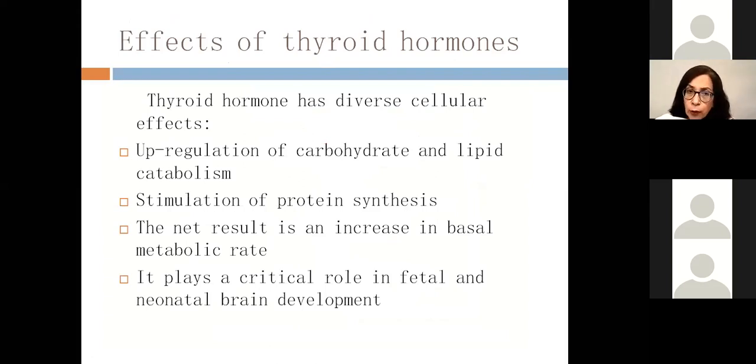Now, the effects of thyroid hormones: it has got diverse cellular effects. We discussed insulin. We discussed that insulin was an anabolic hormone, anabolism for all the things. But here, thyroid hormone is a catabolic hormone for carbohydrate and lipid metabolism. Okay? It causes carbohydrate and lipid catabolism. Then, for protein, it causes protein synthesis. The net result is an increase in basal metabolic rate, and it plays a critical role in fetal and neonatal brain development. Very, very important. We will discuss this consequently, how it helps in the brain development of the fetus.